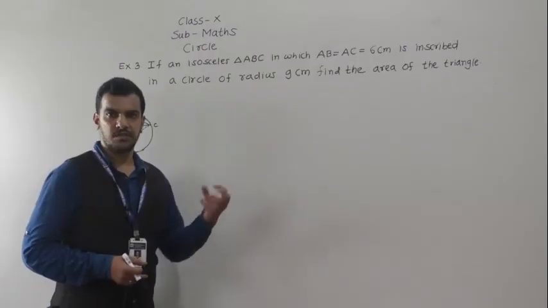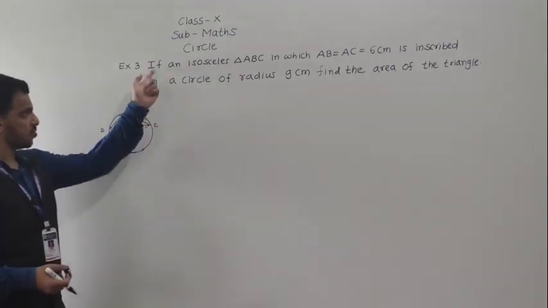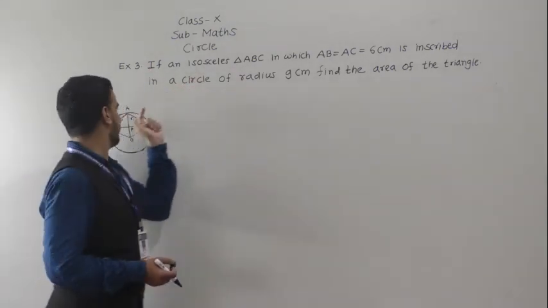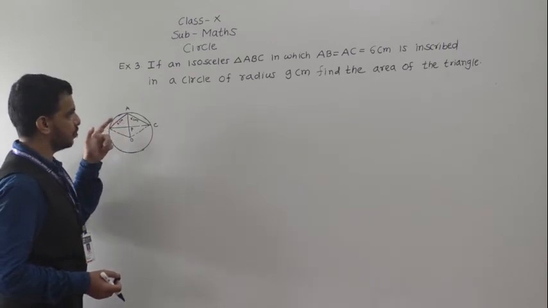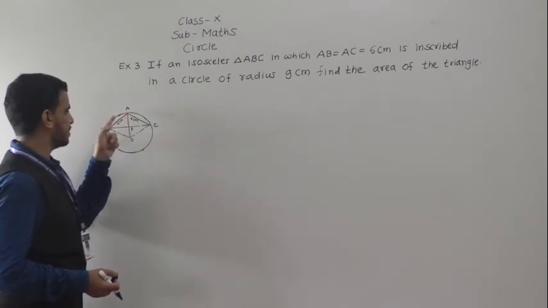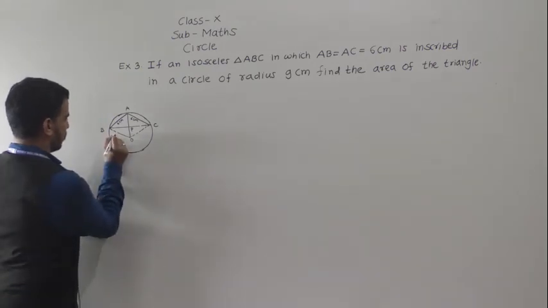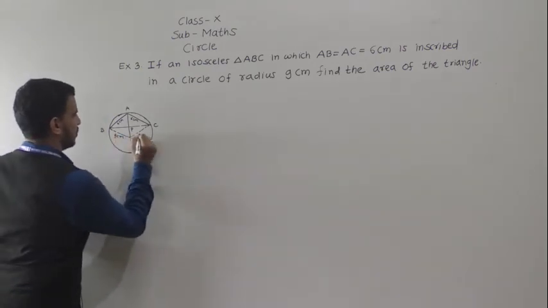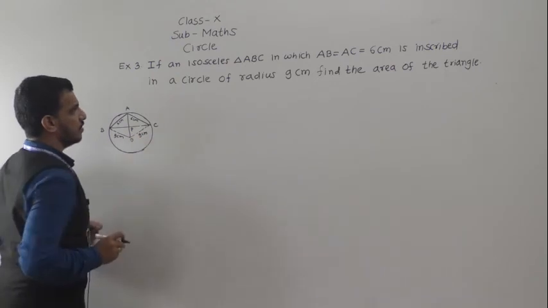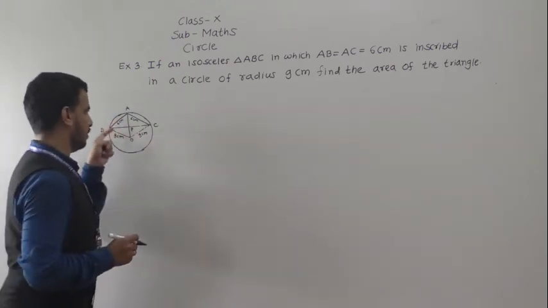Third example is, if an isosceles triangle ABC in which AB is equal to AC is equal to 6 cm is inscribed in a circle of radius 9 cm. So here OB and OC, these two are 9 cm. Find the area of the triangle ABC.